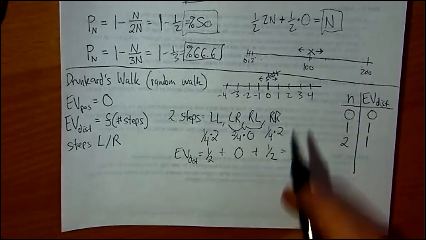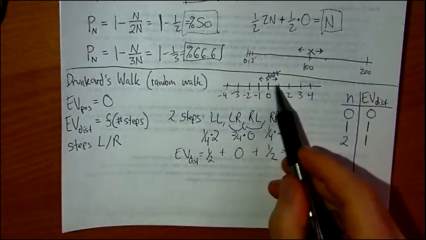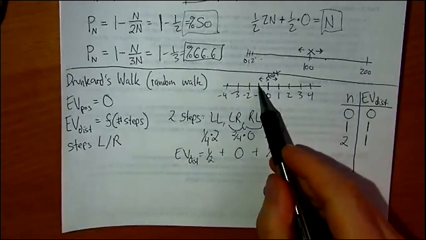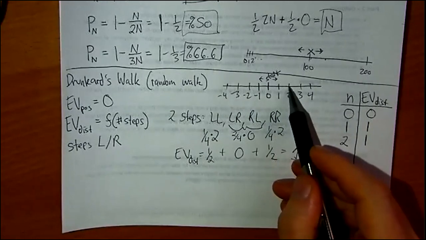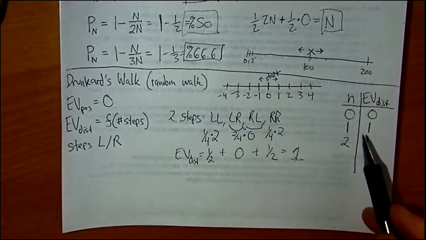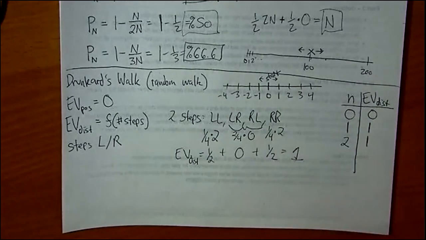But it's a little bit different because with 1 step, I could be either here or here, right? With 2 steps, I could be here with 1/4, here with a half, or here with a quarter. But again, when you average it out, it comes out to an expected value of 1 unit away from the origin. What do you guys think? Does that make sense? Questions so far?